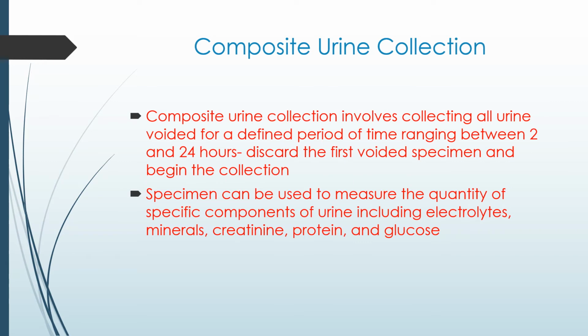Composite urine collection. Listen up, ladies and gentlemen. Listen up, and then let's listen up just one more time. Composite urine collection will involve collecting all the urine voided for a defined period of time ranging between 2 and 24 hours. And the doctor will be specific about that when he writes his order. He wants a 24-hour urine collection. He wants a 4-hour urine collection. He wants a 6-hour urine collection.